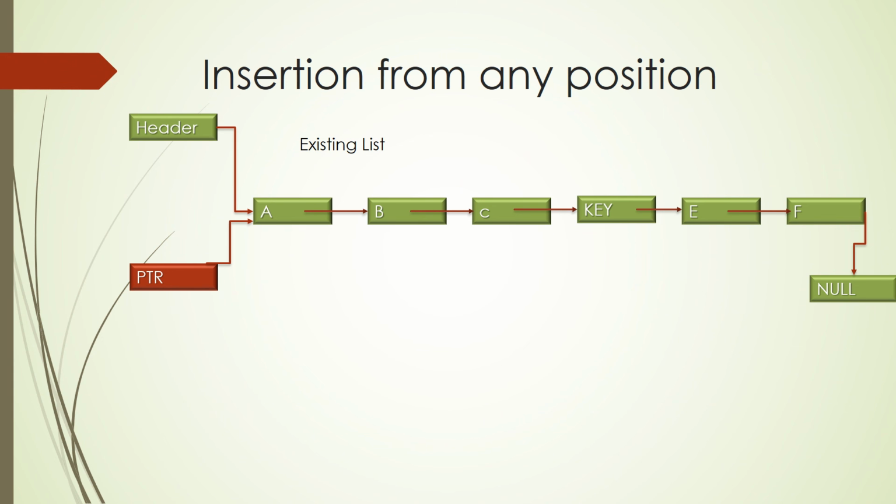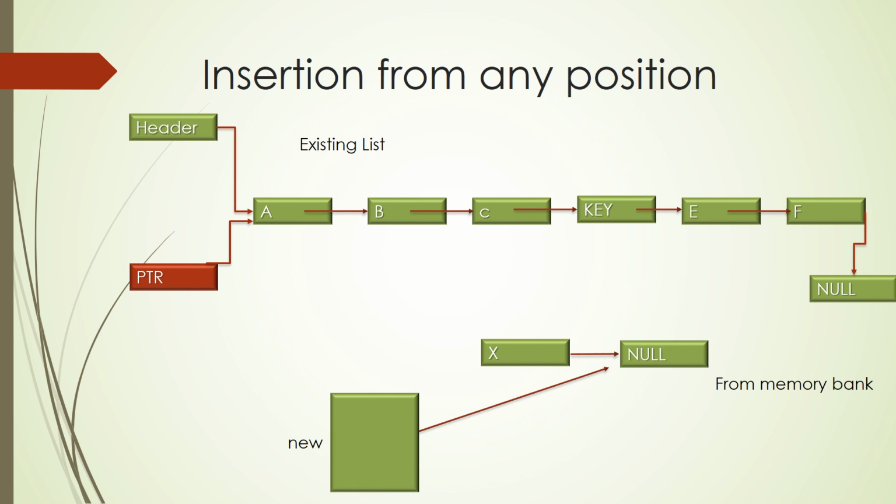So here, as I said before we start, you have header and PTR. You have new, a new node you have created from the memory bank. This big square is the memory bank, and you have created a node. You have set the value as x and the link value is updated as null. PTR is going to move from the first node, second node, third node, and this is your key.